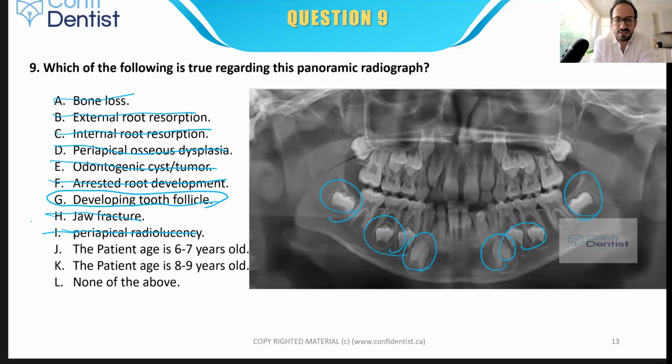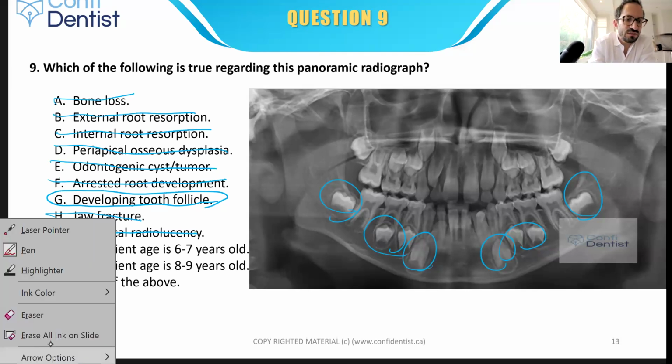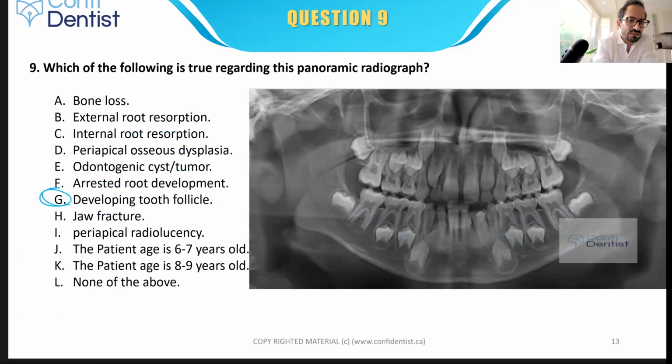But I think that the tricky part of this question is the age of this patient. So far our answer is option G. Is this patient 6 to 7 or is this patient 8 to 9? So between the two, I go with J. This patient is 6 to 7.